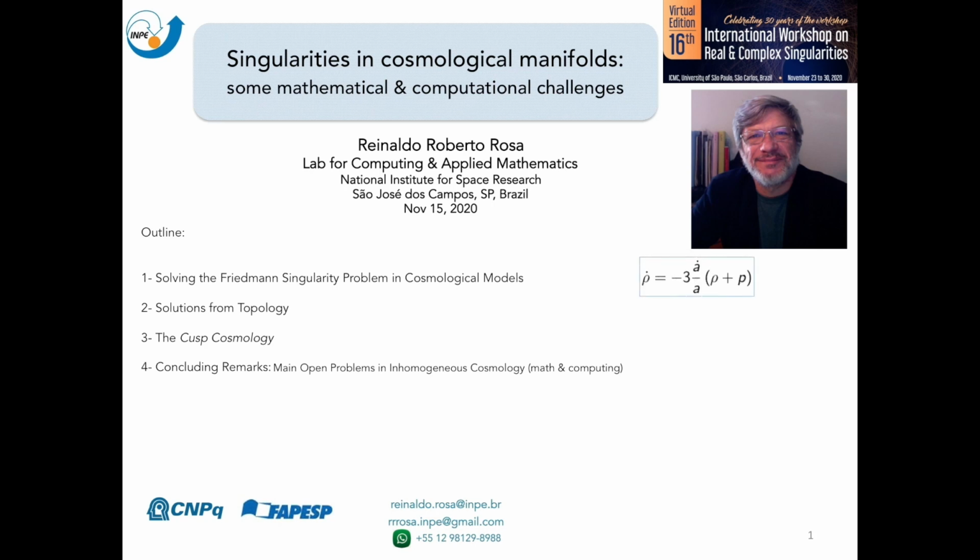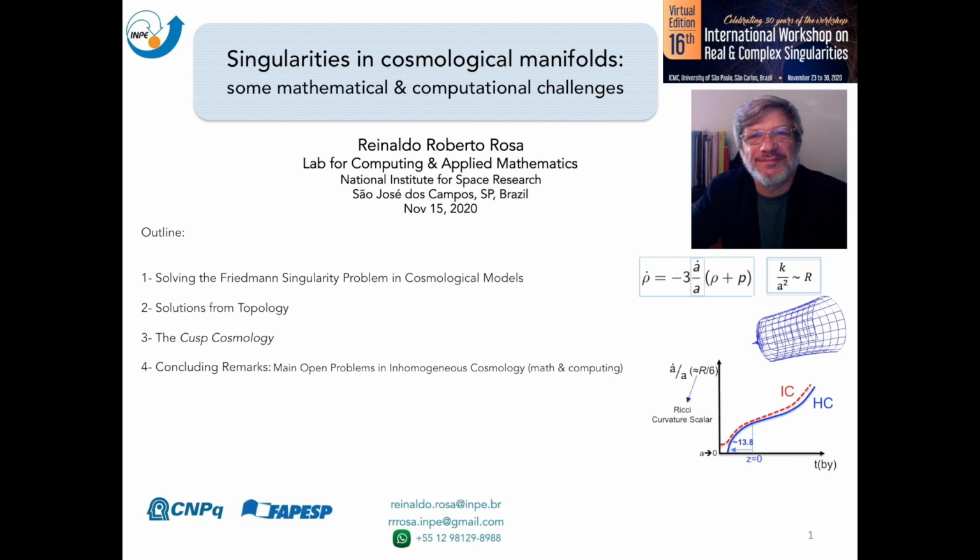In cosmology, this is the density dynamic equation for a homogeneous space-time metric, where P is the pressure and A is the scale factor. A dot over A is the Hubble space expansion rate, and K over A square is the space curvature in any time slice of the universe. It's proportional to the Ricci scalar curvature.